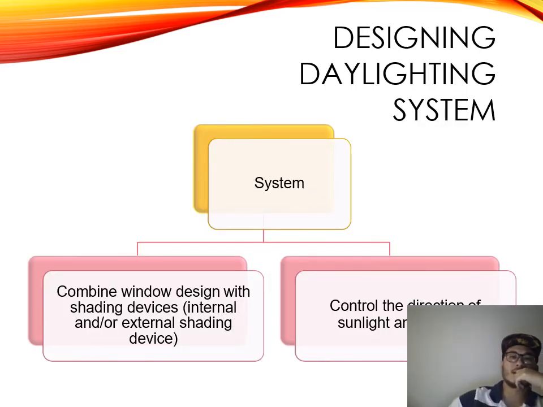Designing a daylighting system, you have to know the system. Okay? Combine window design with shading devices, internal and external, or control the direction of sunlight and skylight. If you combine these two, you will get an optimum daylight system for your building.